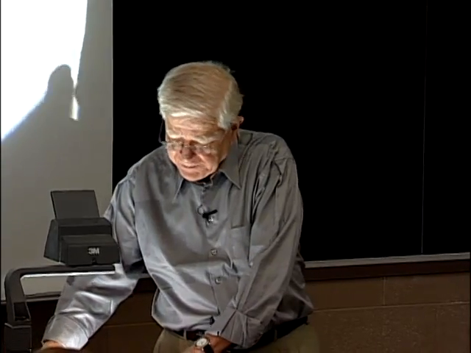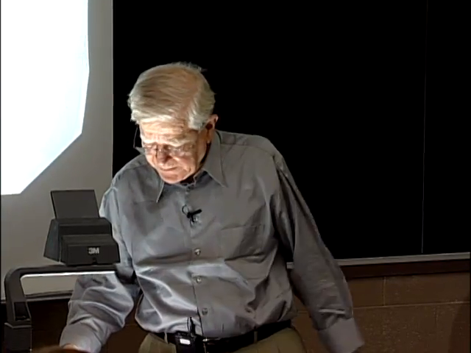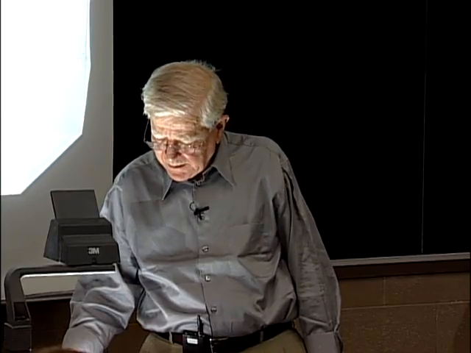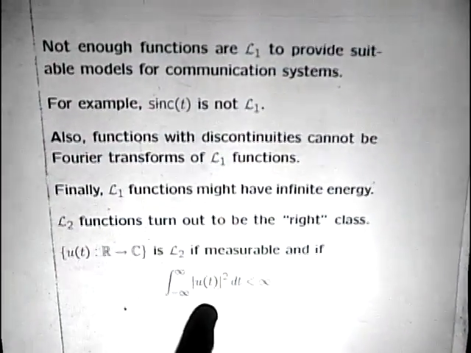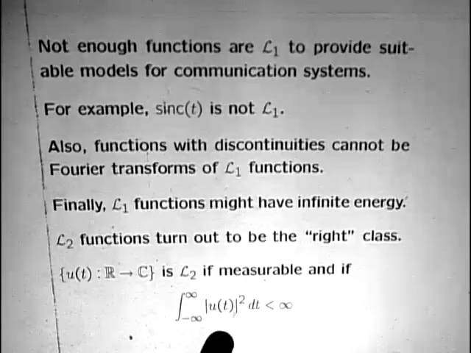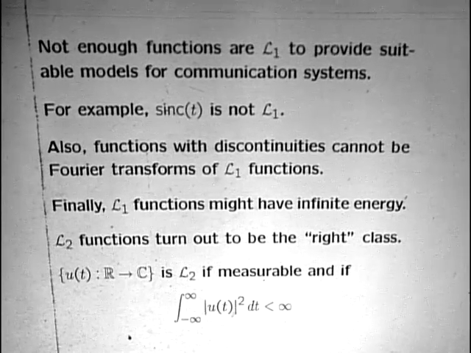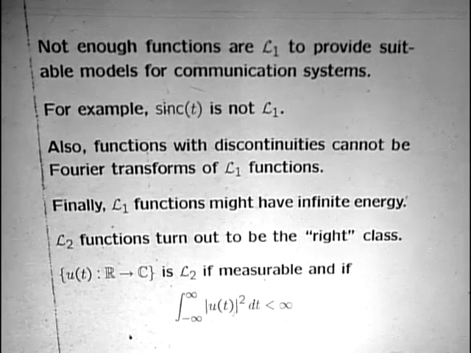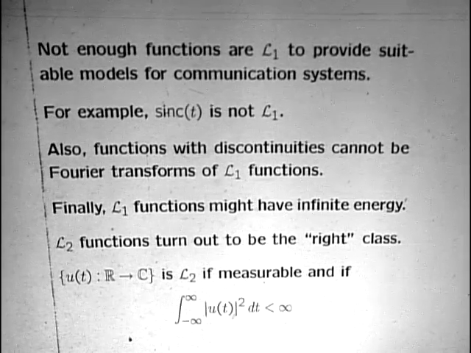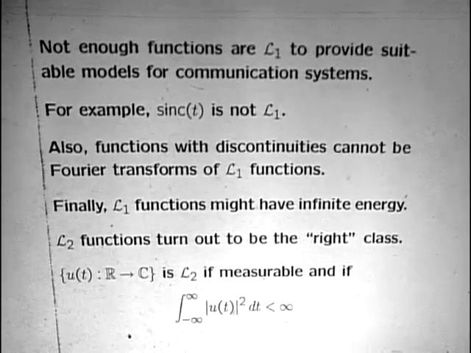So for all those reasons, L1 isn't the right thing, L2 is the right thing. A function going from the reals into the complexes, in other words, a complex valued function, is L2 if it's measurable and if this integral is less than infinity. In other words, if it has finite energy. Primarily, it means it has finite energy because all the functions you can think of are measurable. So it really says you're dealing with functions that have finite energy.